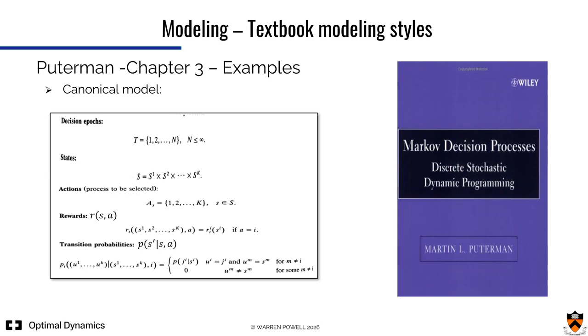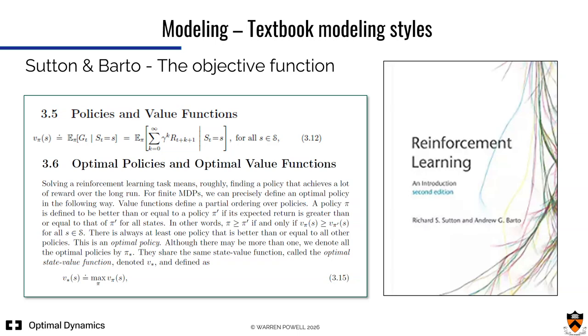Putterman's book on Markov decision processes, which is the standard reference for reinforcement learning as done within computer science, uses this screenshot on the left. We have time steps, we have states, we have actions, we have rewards that depend on a state and action, and we have transition probabilities, which is the probability you land in state S prime given that you're in state S and take action A. And that is the standard canonical framework done in Markov decision processes. By the way, no mention of the objective function.